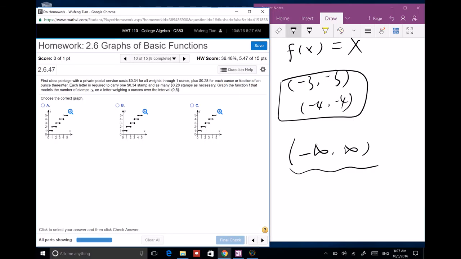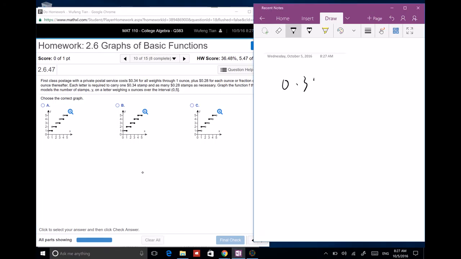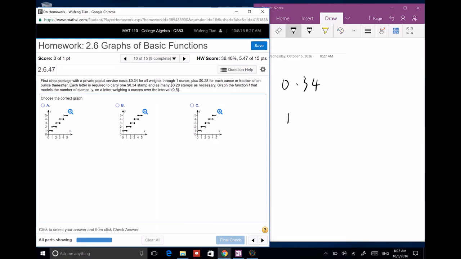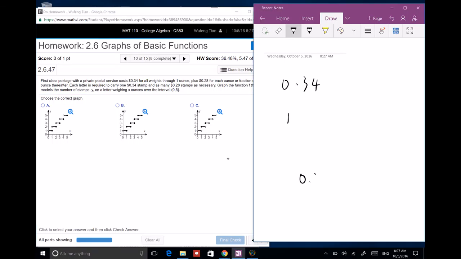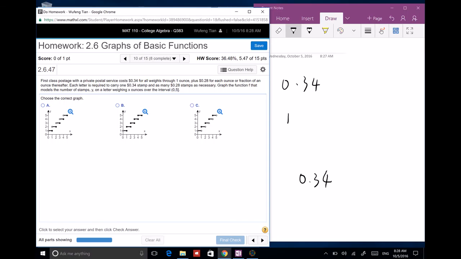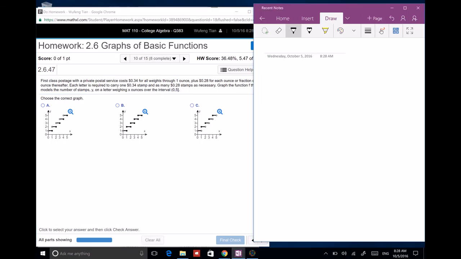First class postage with a private post service costs 0.34 for all weights through 1 ounce, plus 0.28 for each ounce or fraction of an ounce thereafter. Each letter is required to carry 1.34 as many 0.28 stamps as necessary. Graph the function that models the number of stamps y on a letter weighing x over the interval 0 to 5. So first, everything has to give you 0.34.